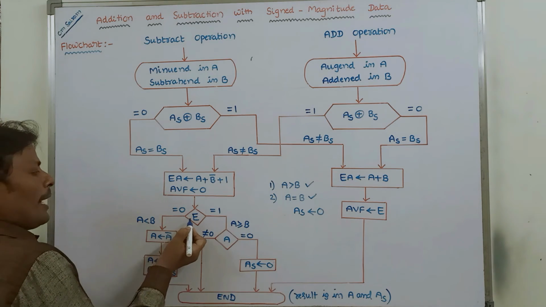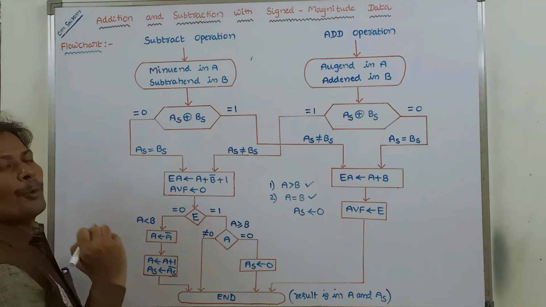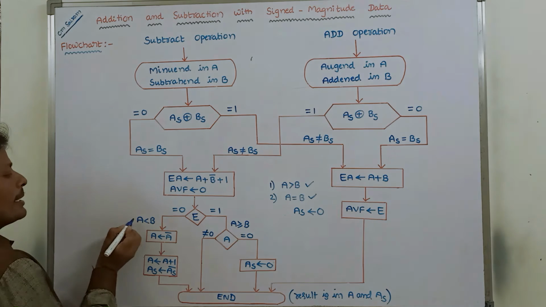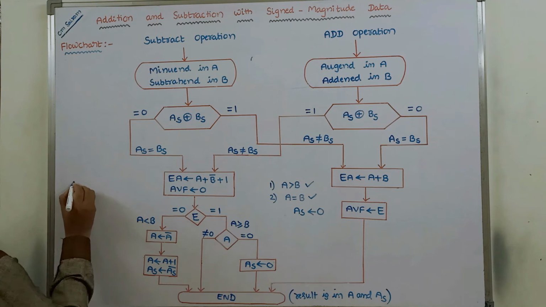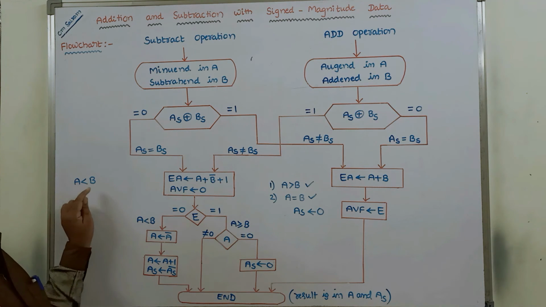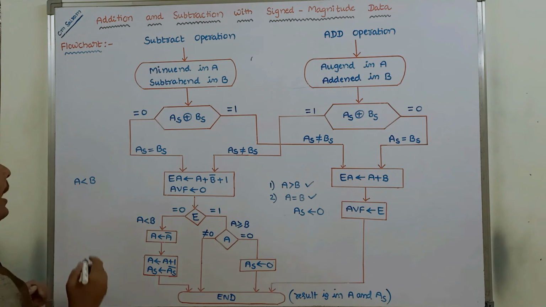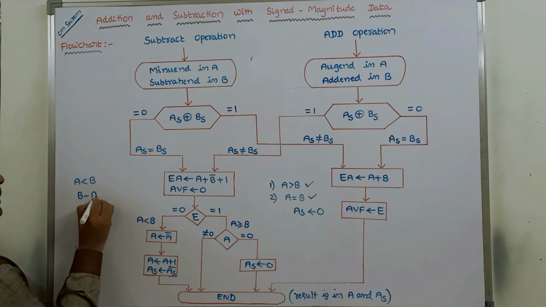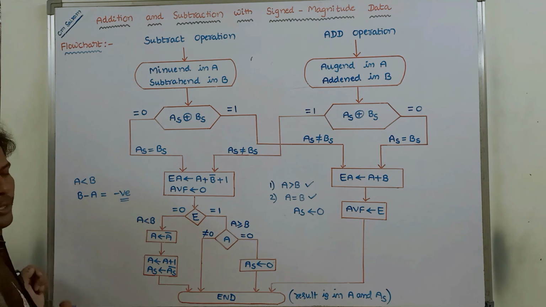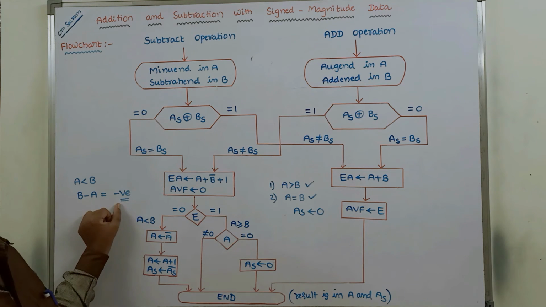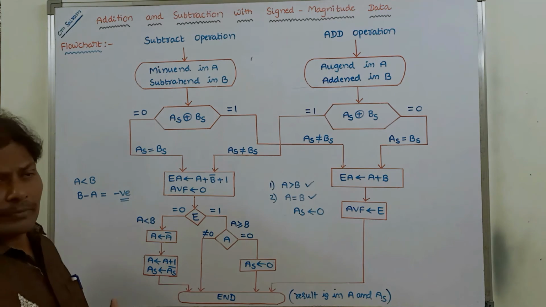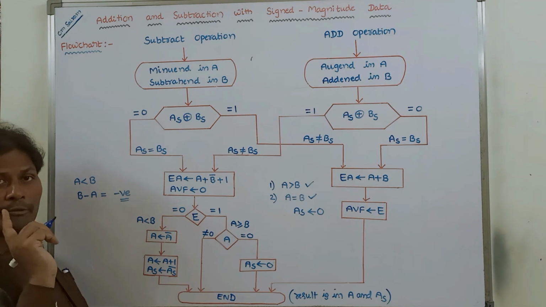Next one. When the E value is equal to 0, we may get the negative result. So at that time we can say that A is less than B. A is less than B is nothing but the A value is always less than the B value. At that time we have to perform B minus A. So guaranteedly we may get the negative result. Whenever we get the negative result, the result is stored in register A.